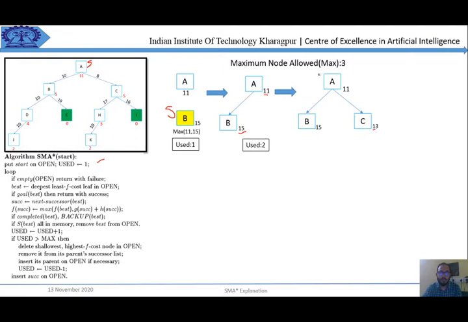Now at this point of time, A is the base node and C is in the successor list. So I have to check whether A is completed. At this point of time, A is completed since both successors have been traversed. So the backup procedure will be called, and in the backup procedure, the minimum between 15 and 13 will be the F value of A. So 13 is the minimum one, so the F value of A has been updated from 11 to 13.